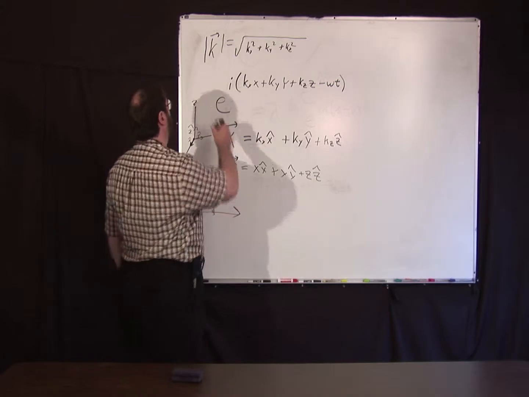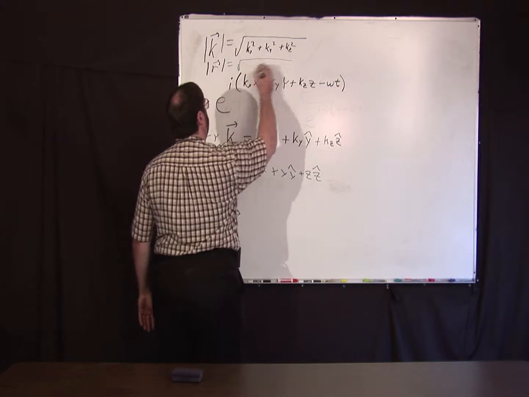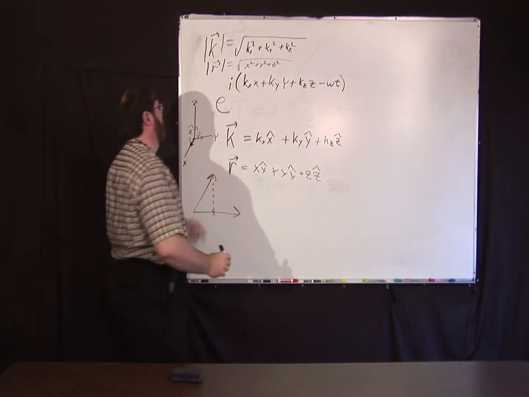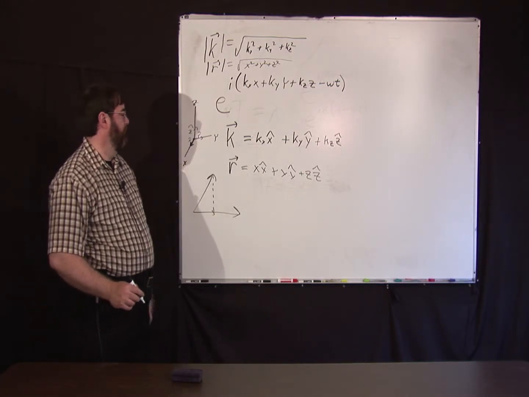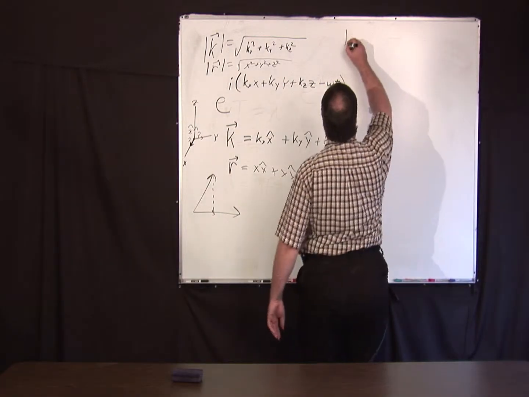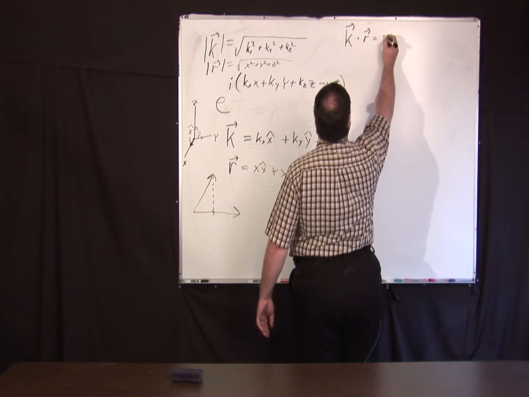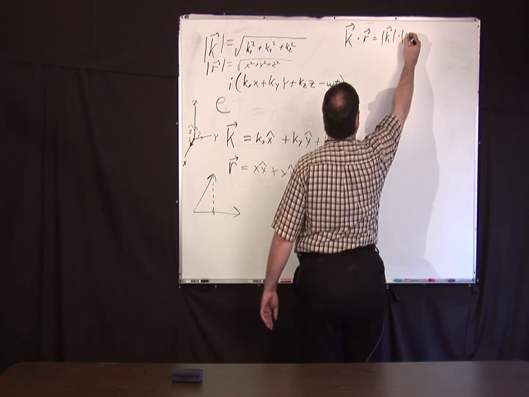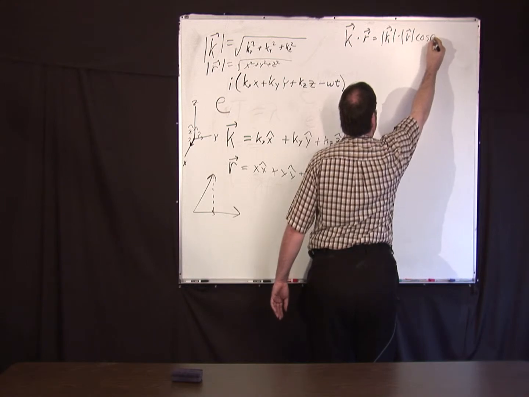Same thing, r equals the square root of x squared plus y squared plus z squared. You should probably have seen this already. The distance from the origin of any coordinate system looks like that. So you can define something called the dot product, k dot r, which equals the magnitude of k times the magnitude of r times cosine theta.